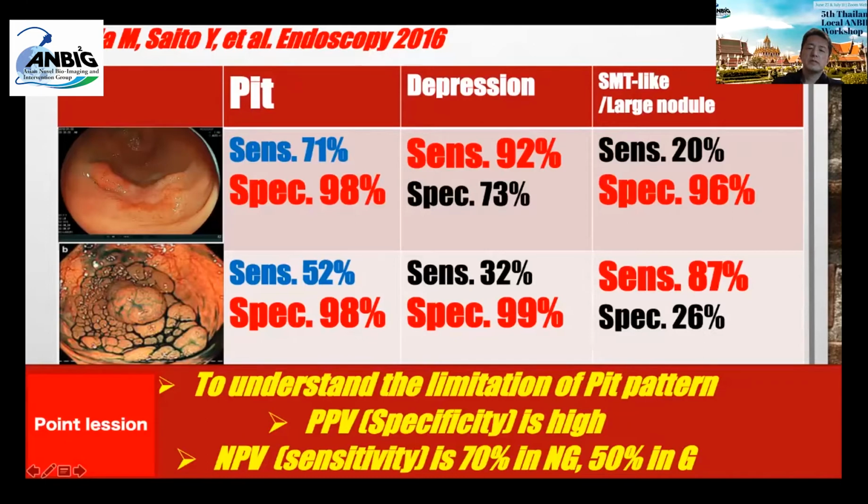The specificity of pit pattern is quite high, more than 98%. But the negative predictive value, or the sensitivity of pit pattern, is a little bit lower: 70% for LST-NG and just 50% in LST granular.